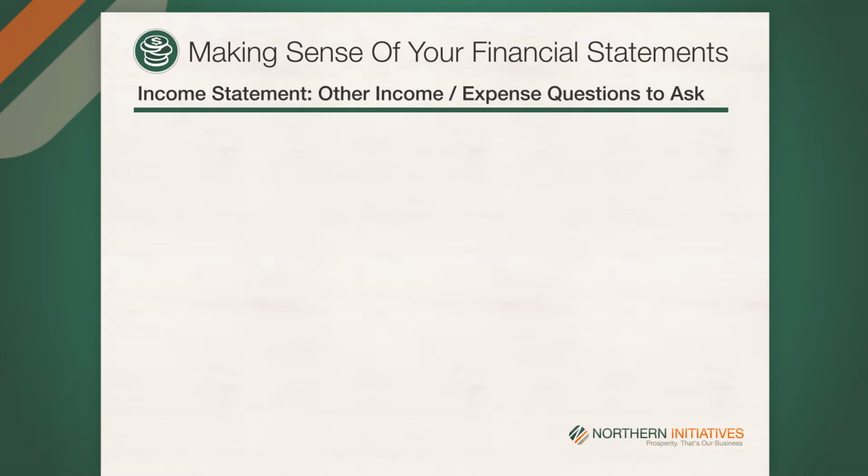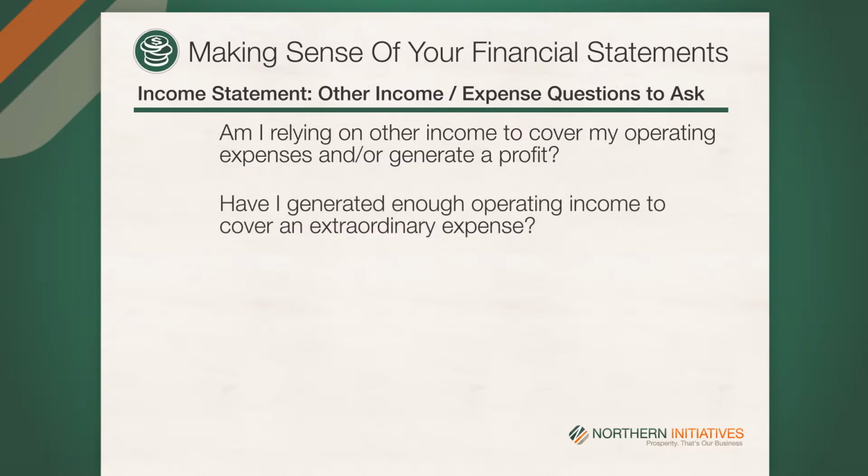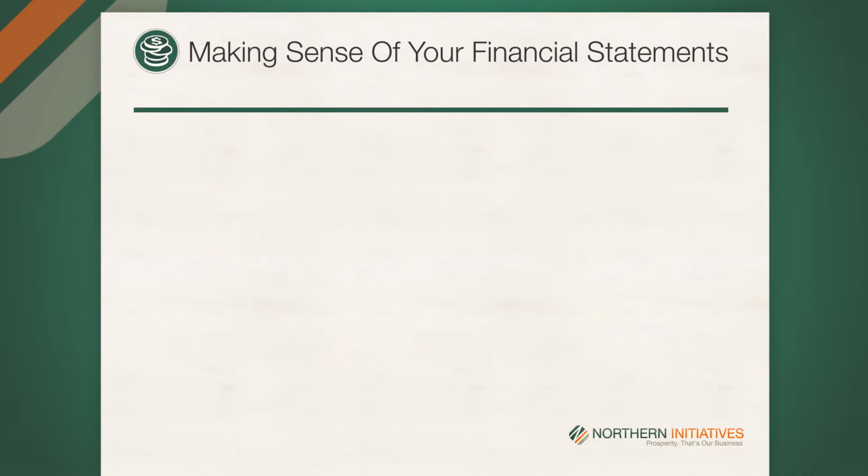Questions to ask yourself as you review your other income and expense. Am I relying on other income to cover my operating expenses and/or generate a profit? If so, what happens if other income goes away? Have I generated enough operating income to cover an extraordinary expense? Are other expenses not related to the normal operations of the business eating away at my bottom line? If so, what are my options to improve?